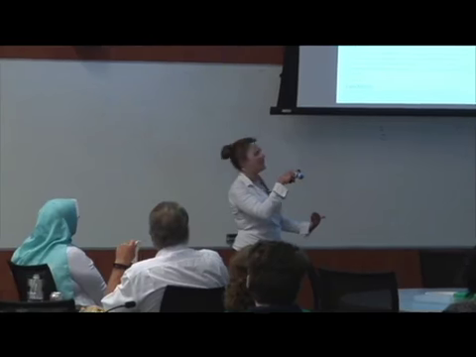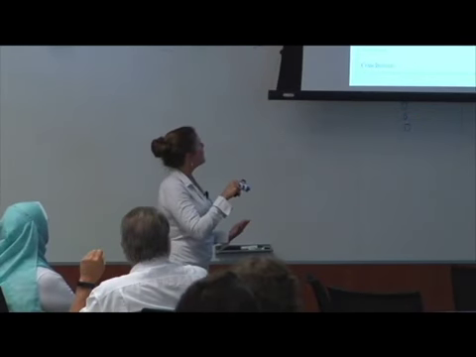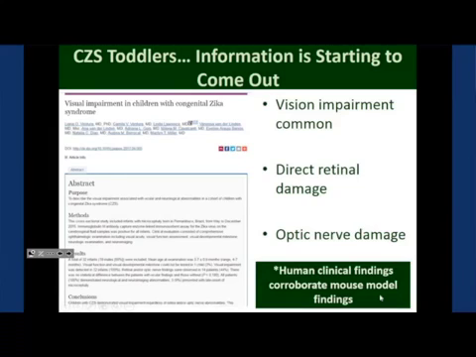Unfortunately, information is starting to come out that these animal models are actually quite nicely predictive. This is a paper that came out from a pediatric ophthalmologist, Marilyn Miller. She's a lovely woman and happy to talk with any clinicians who have specific questions. This study looked at some of the earliest recognized infants with congenital Zika syndrome, who are now toddlers. She looked at their vision effects specifically because she's an ophthalmologist.